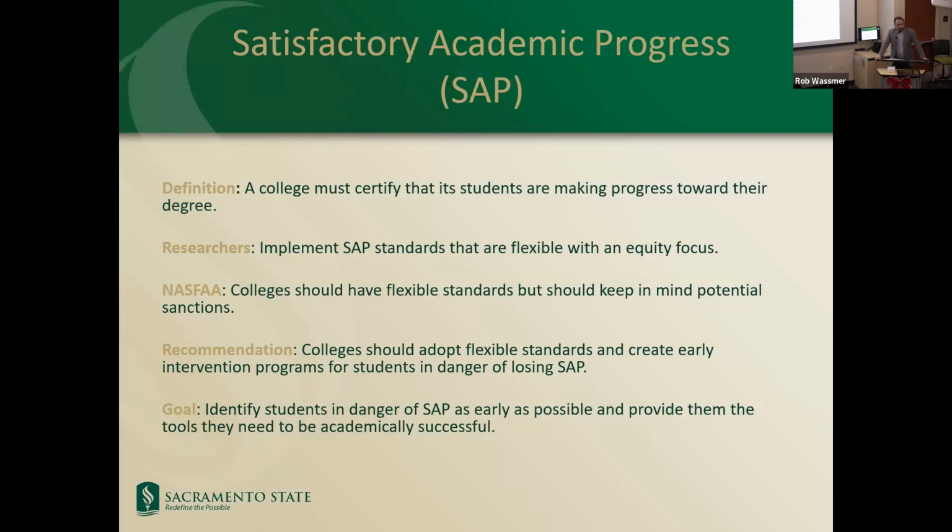Satisfactory academic progress, otherwise known as SAP. Colleges are required to demonstrate, or actually students are required to demonstrate, that they're making satisfactory academic progress towards their degree in order to be eligible for financial aid.